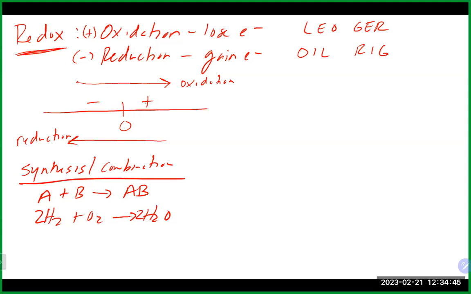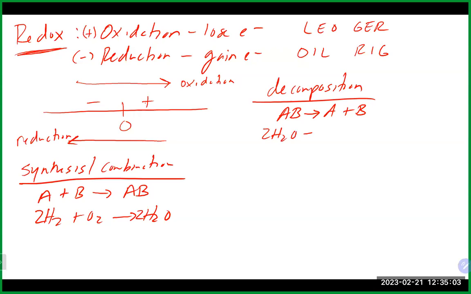Two things make one thing is a synthesis or combination. A decomposition is another one. A decomposition reaction is where one thing breaks apart into two or more things. So if you run an electrical current through water, you could break it back into its hydrogen gas and oxygen gas. So one thing makes two.